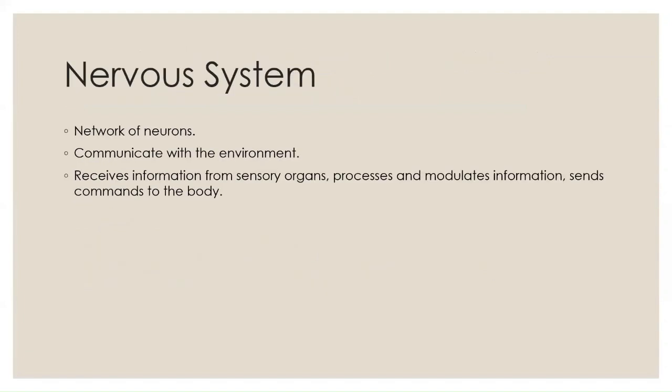So when we talk about the nervous system, it's a network of neurons and it's used to communicate with the environment. When we take communication within the body, two systems are mainly involved. One is the nervous system and the other is the endocrine system. The nervous system is usually quick and you get an immediate response. And the endocrine system is usually slow and more prolonged. So today we are going to talk about the nervous system.